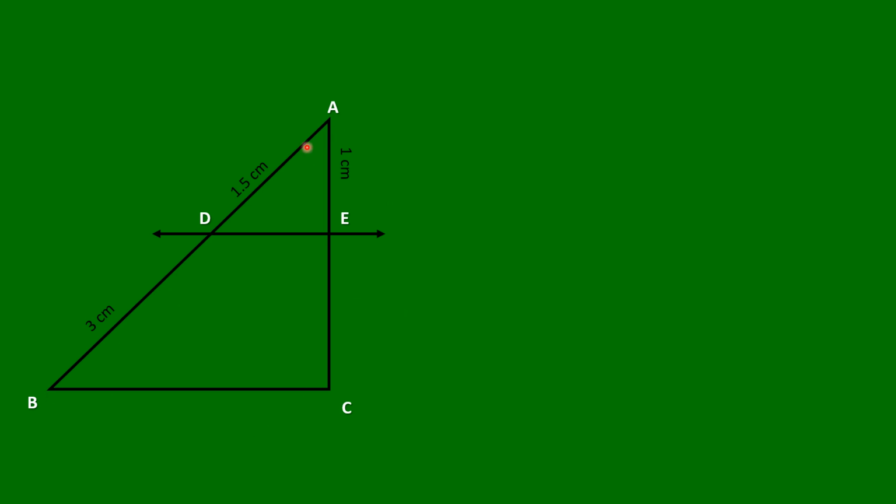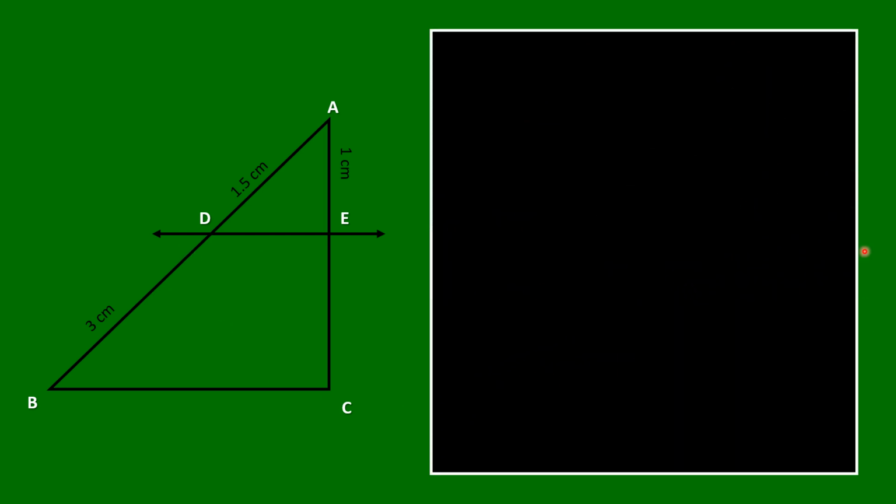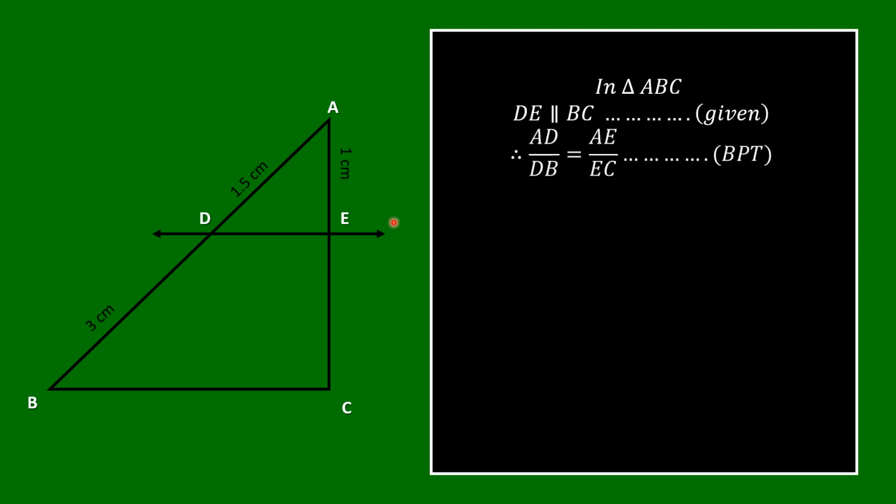So first, triangle ABC. Now see, we'll apply the basic proportionality theorem. We are given that in ABC, DE is parallel to BC. We know by BPT, the basic proportionality theorem, when a line is drawn parallel to one side of the triangle, it divides the other two sides in the same ratio. Means AD upon DB is equal to AE upon EC. EC is missing here, so we'll rearrange this to find EC.